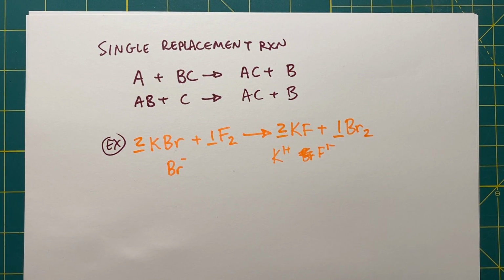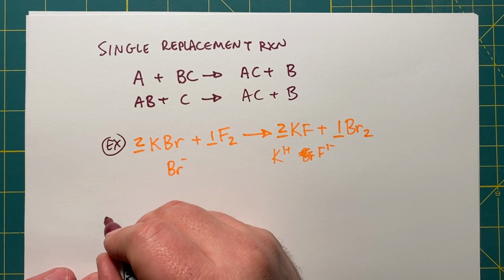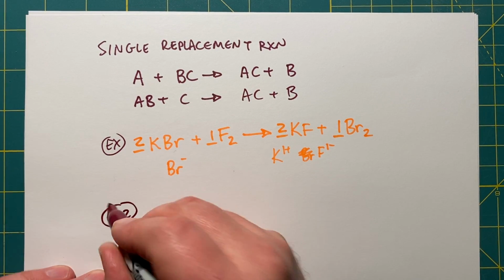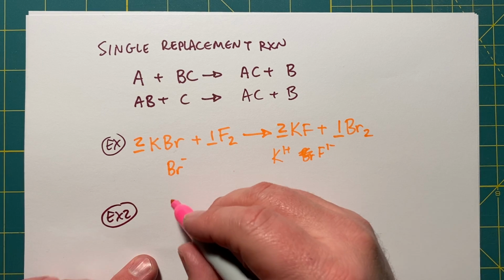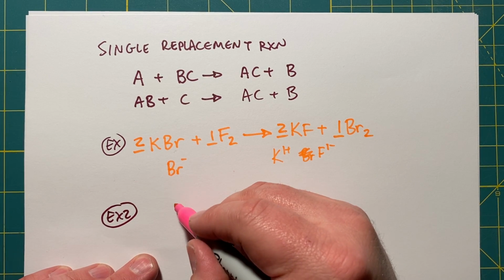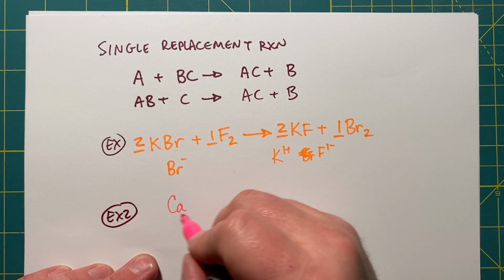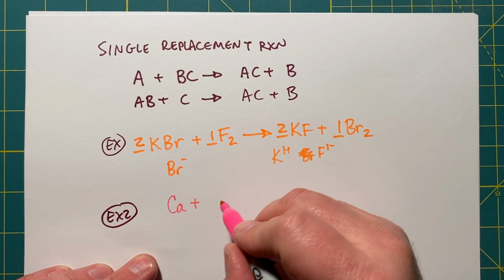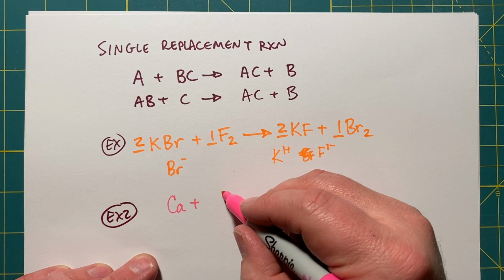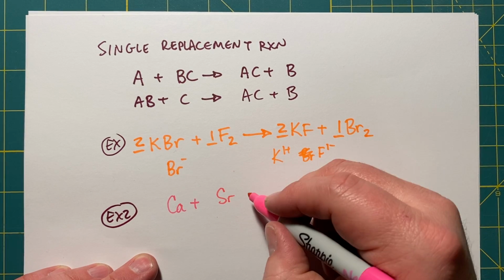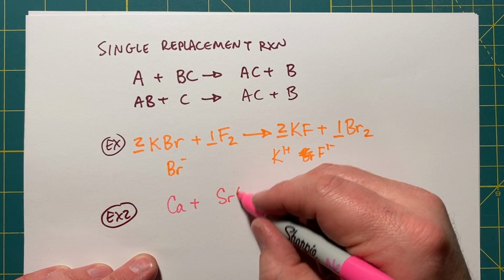I'll work one more example. The other case, so example 2 here, we might have a metal displacing another metal. So for example, if we have, I don't know, like calcium reacting with, let's say, I don't know, strontium hydroxide.